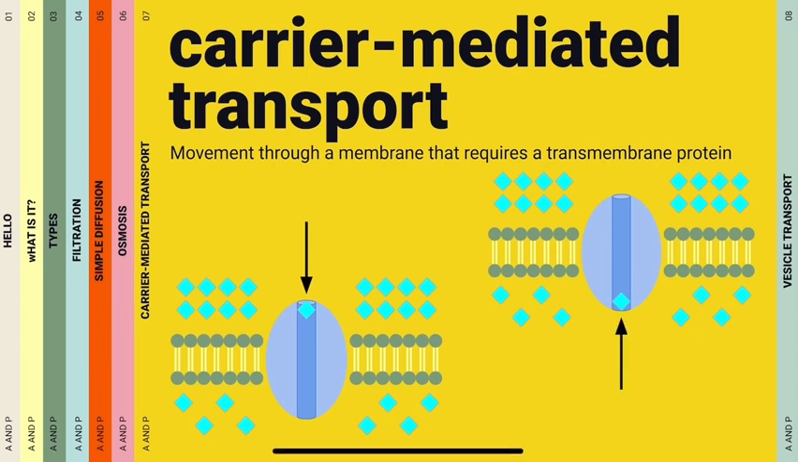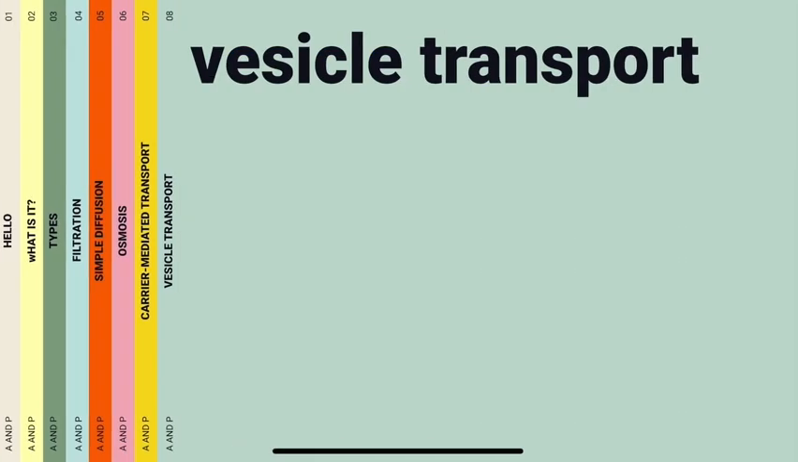So as you can see, it's taking a particle from low concentration and moving it to high concentration, and it requires energy, that ATP. Now our last example is vesicular transport.